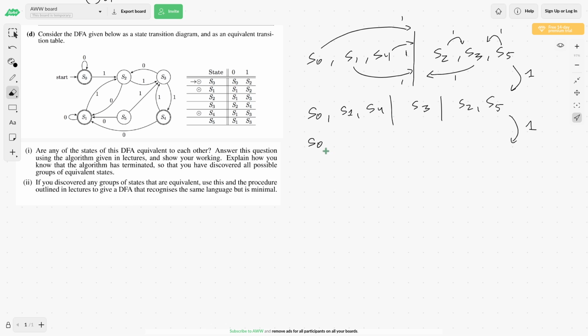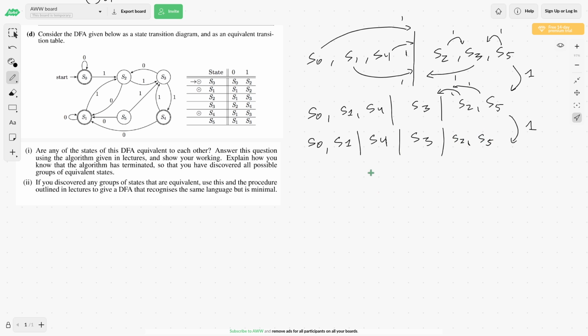So S0 and S1 stay together for the moment. We don't have sufficient evidence to say they're non-equivalent. Okay, what about the last two states? S2 and S5. S2 goes to S3, which is this group here, and S5 under 1 goes to S3. So they both go to this group here under 1, so no split.